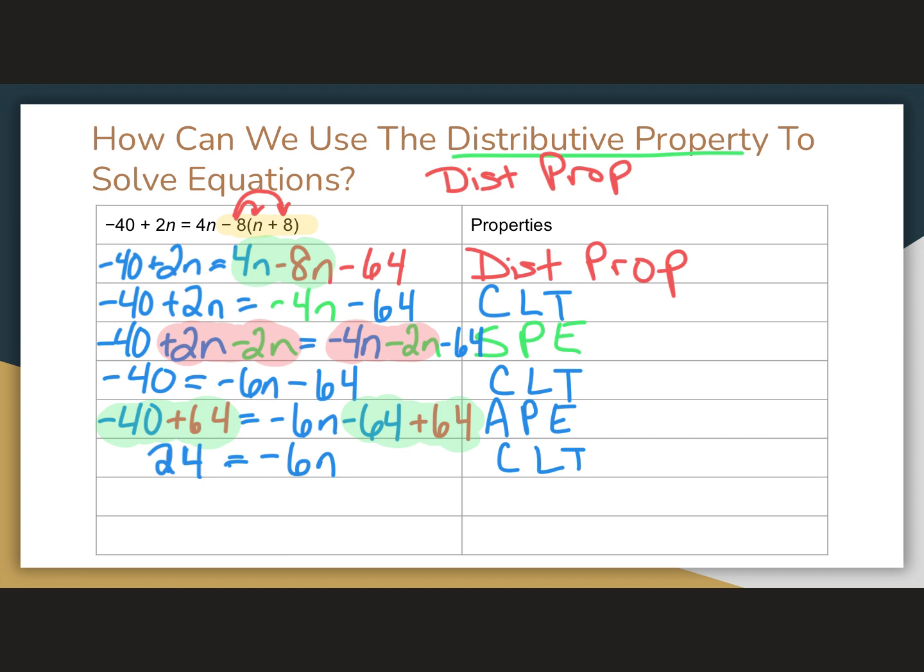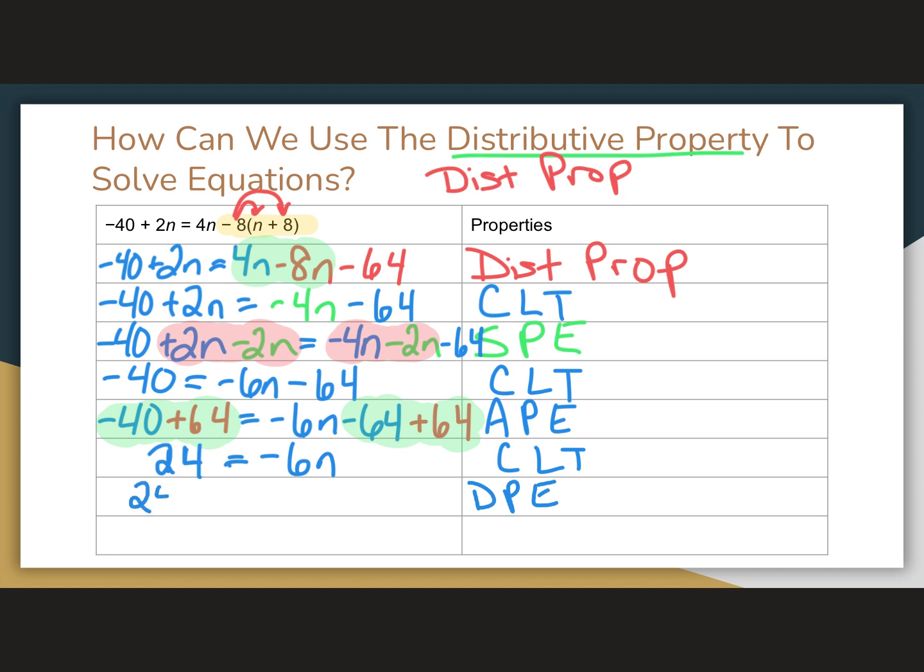So now remember, I'm going to end up dividing by whatever the coefficient is on my variable. So I need to find out, this tells me negative 6 times n is 24. So now I'm going to divide by negative 6. So my next step is going to be division property of equality. And I'm simply going to divide both sides by negative 6.